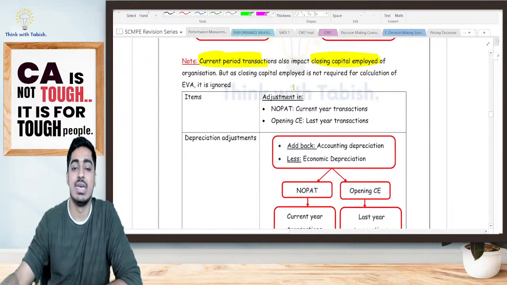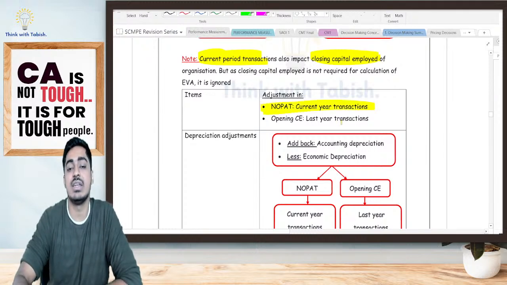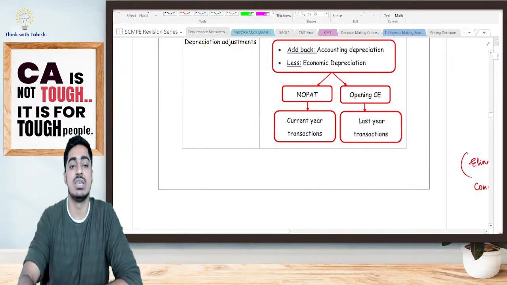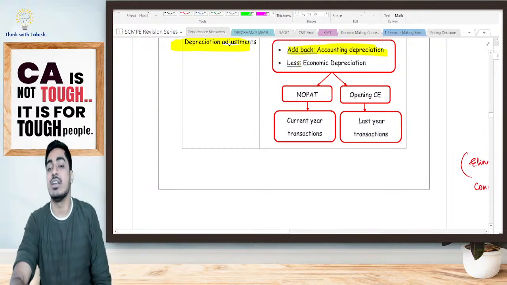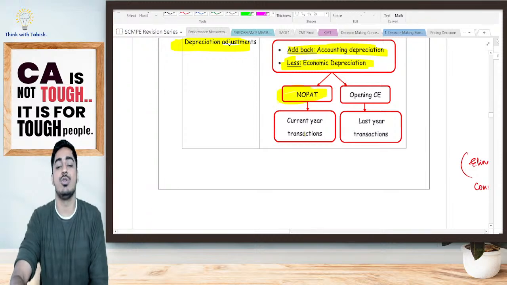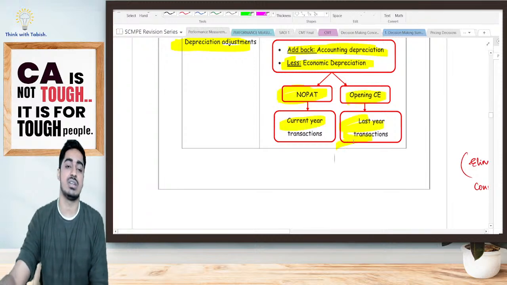That's all. Yes, in case of NOPAT, I will be considering current year, and for opening capital employed, last year transaction. Regarding depreciation, I will add back my accounting depreciation and I will reduce my economic depreciation. Again, in NOPAT, current year; opening capital employed, last year transaction.